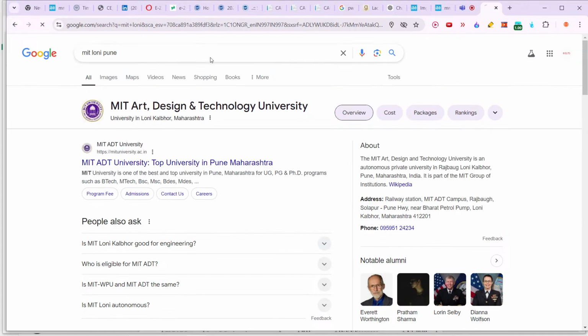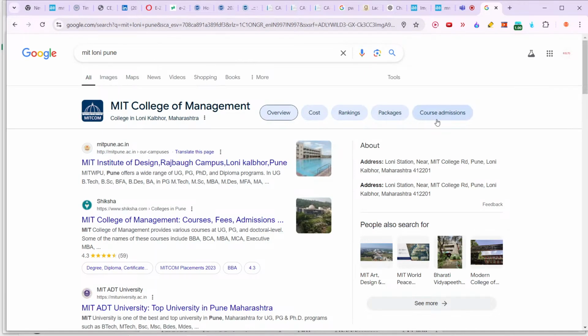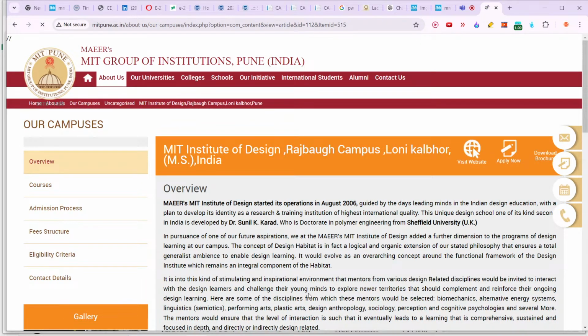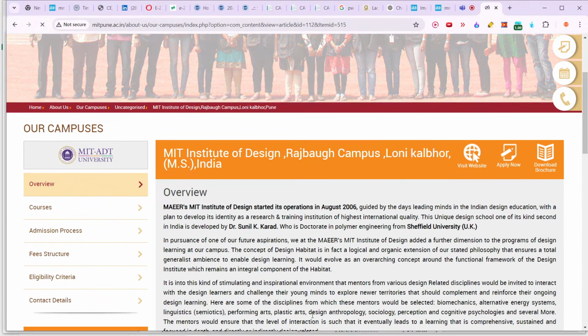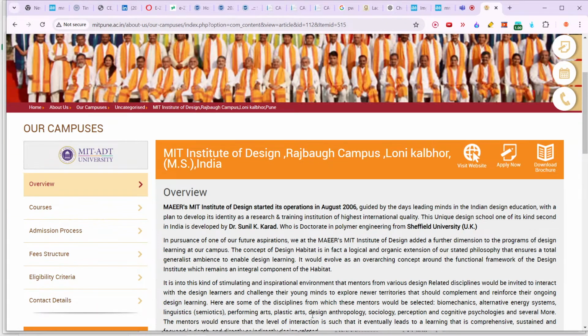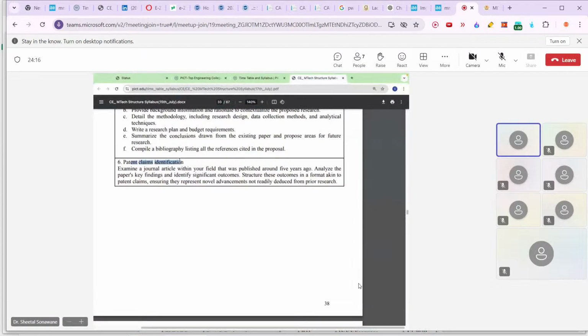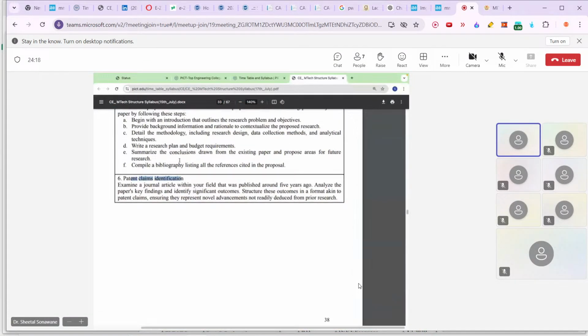Starting with the introduction part, with the motivation, methodology, analysis, and all the components of the research plan accordingly, budgetary requirement, and then writing the conclusion and then the references. So this is the sixth unit, and then patent claim identification. So you have to come up with some patent topic based on some research paper, based on some journal paper. So come up with the research topic, and accordingly you have to write a patent application. So these are the contents of your lab plan.